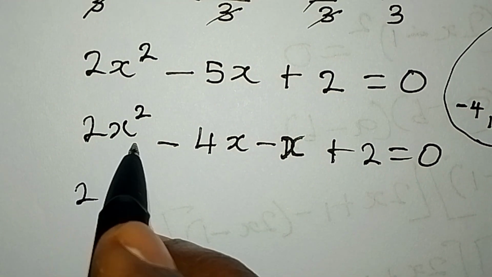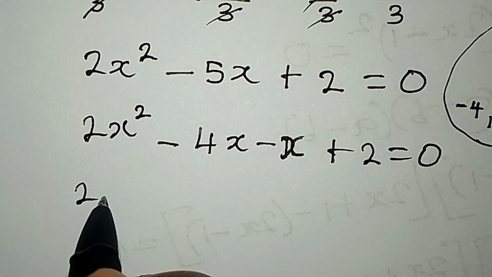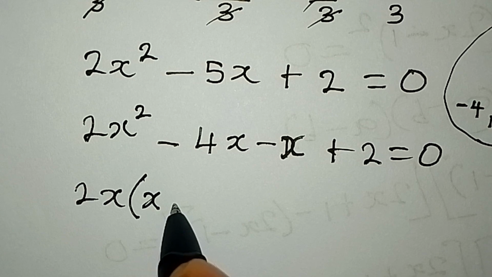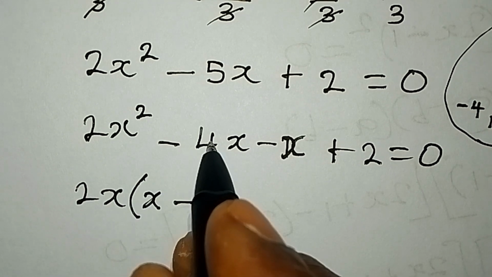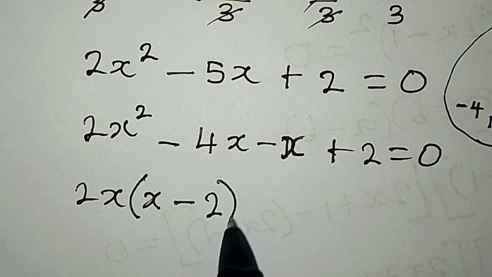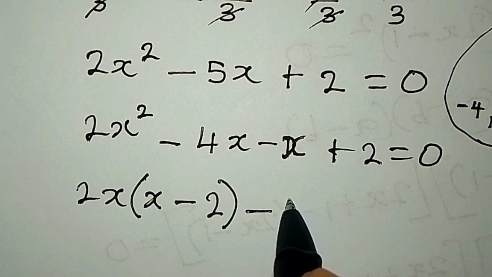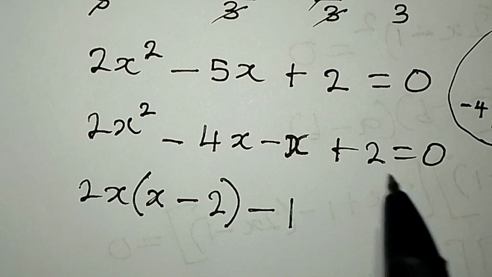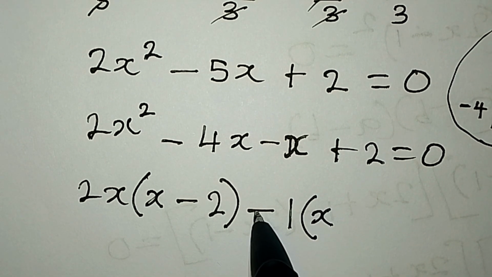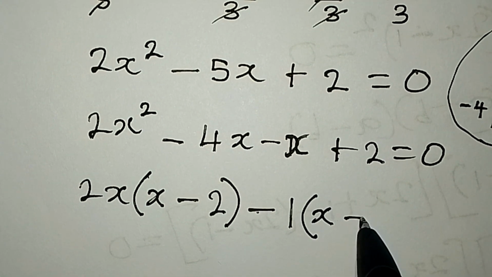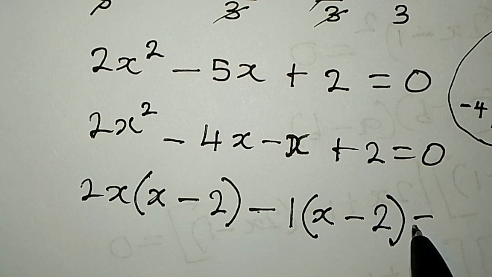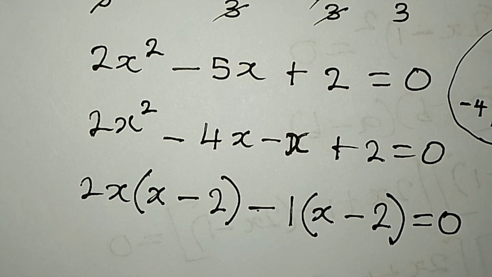2 is common, and then x is common to this 2. So I write x into bracket. Here is only x that will be left, minus 2 into 4 is 2. Then x into x will cancel itself. Then minus 1, that is the coefficient of x, into, here we have x. This negative will affect this positive, and it turns to negative. Then we have 2. Close the bracket, and everything is equal to 0.